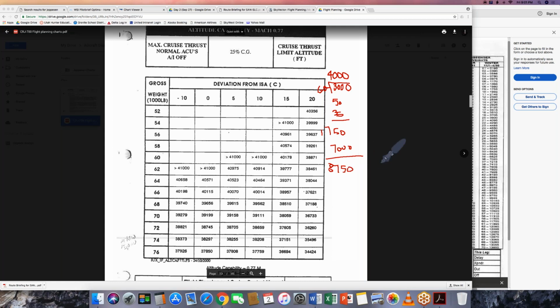Did it do it correctly? Yep, that's your estimated fuel. That's not considering our 45 minutes of reserve? No, the 45 minutes of reserve would be in addition to that. Okay, I just wanted to make sure that I was doing it correctly.